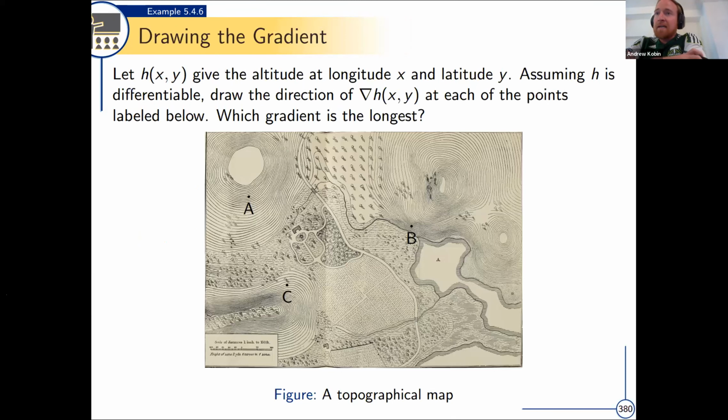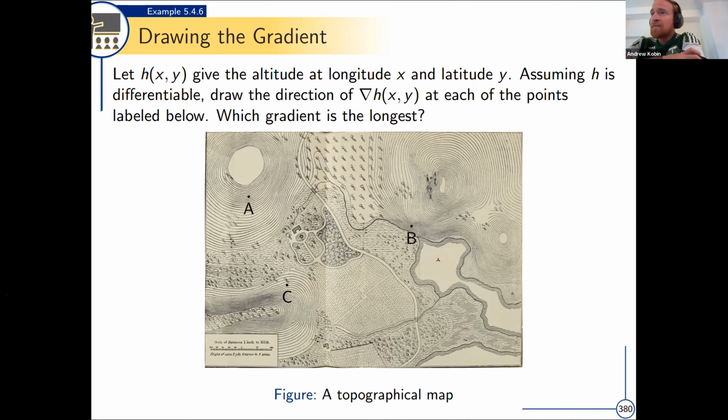I'm going to leave this one as an exercise for you to do, but as I've been saying pretty much the whole video, we can use topographical maps and the height of a function as literal altitude off of sea level to model our gradient vector and our directional derivatives. So at each of the labeled points, A, B, and C, as an exercise, I want you to draw the vector nabla h, that's the gradient vector at each of those points.